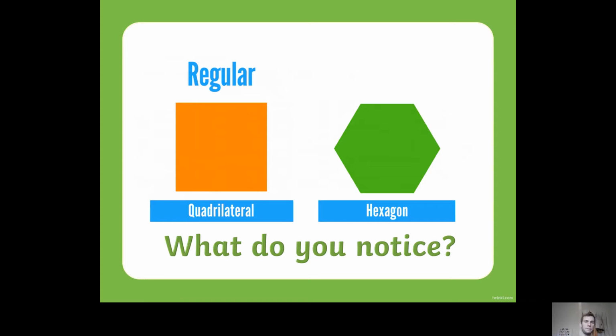Move back to our regular shapes. We can see we have 4 sides and 4 vertices, and we can see that every vertex is what we call a right angle, like the corner of a book. Every one is exactly the same, and every side is exactly the same length. That's the same with our hexagon. We have 6 sides, but every side is the same, and every vertex is the same.